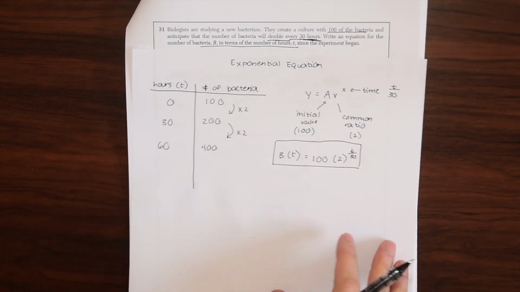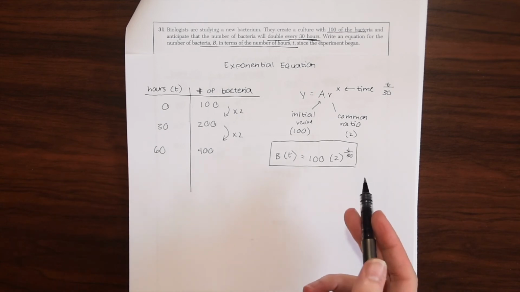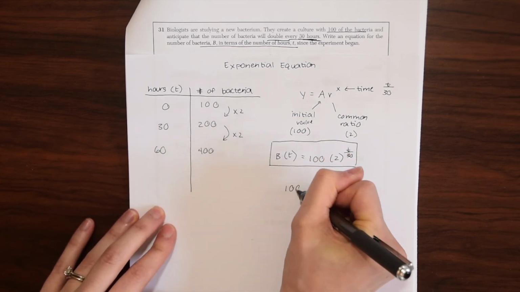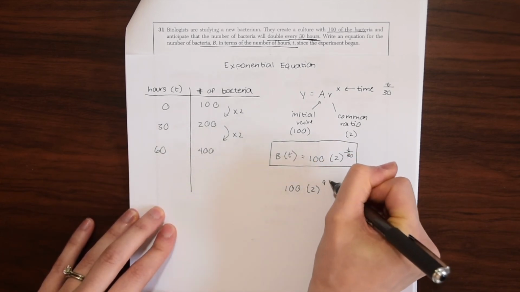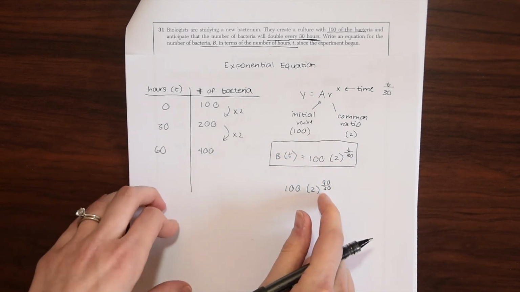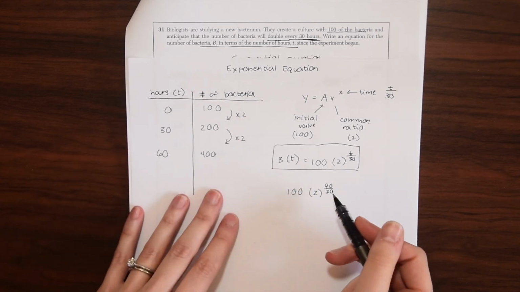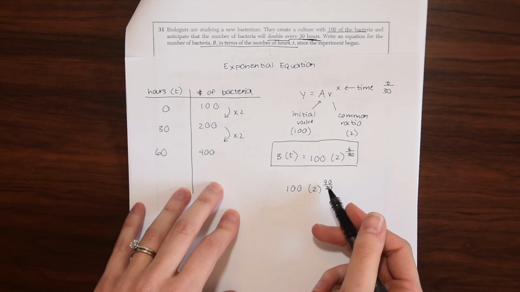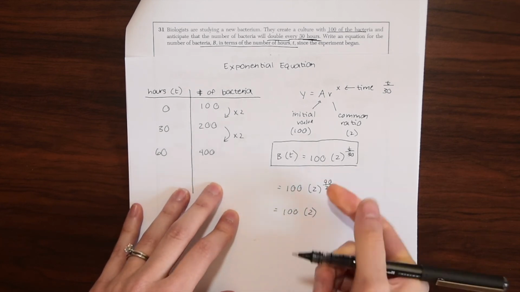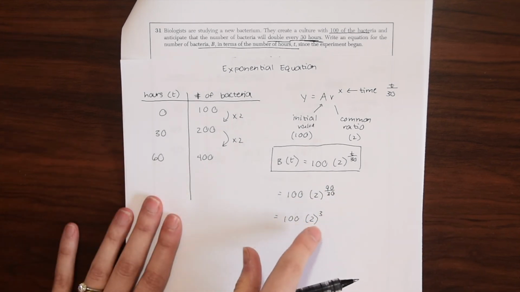The reason that works is because if we wanted to find out how many bacteria there are after 90 hours, let's say, we do 100 times 2 raised to the 90 over 30. Now we're finding how many groups of 30 hours have gone by within 90 hours. So you do 90 divided by 30. So we're going to get 100 times 2, and 90 divided by 30 is just going to be 3. So we know that the bacteria has doubled 3 times now.